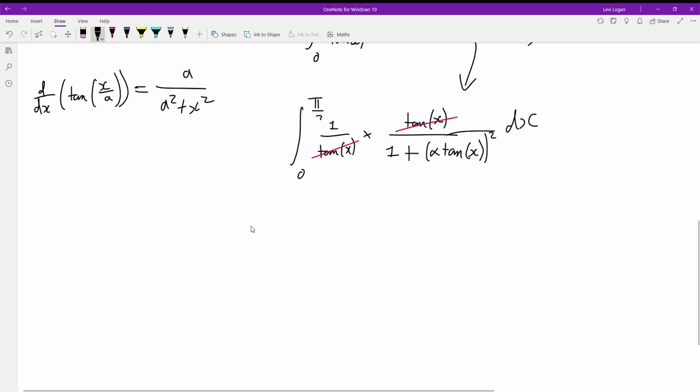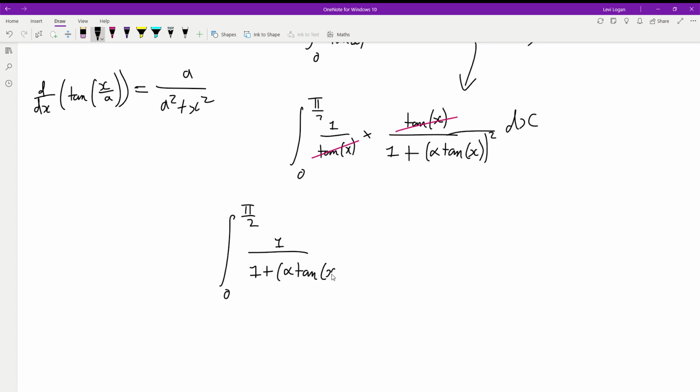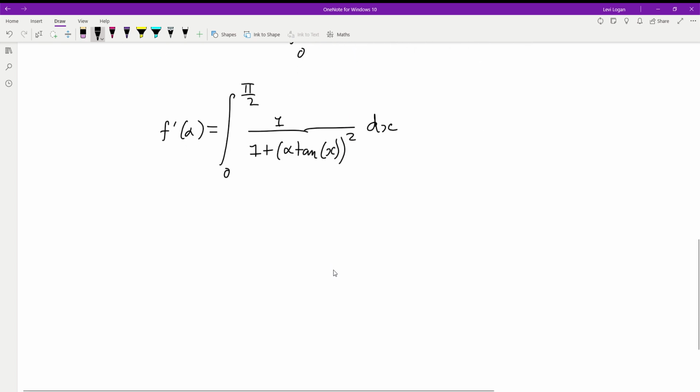So all we're left with pretty much is the integral from 0 to pi on 2 of 1 over 1 plus alpha tan x squared. Okay? So remember, this is f dash of alpha. So now what we want to do is keep breaking this down, because at the moment we can't really integrate anything. So what we're going to do is try and break this into partial fractions.